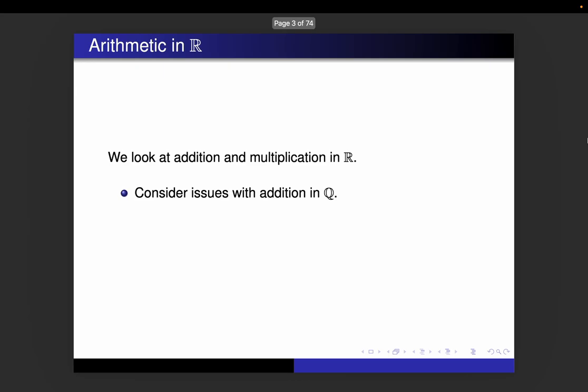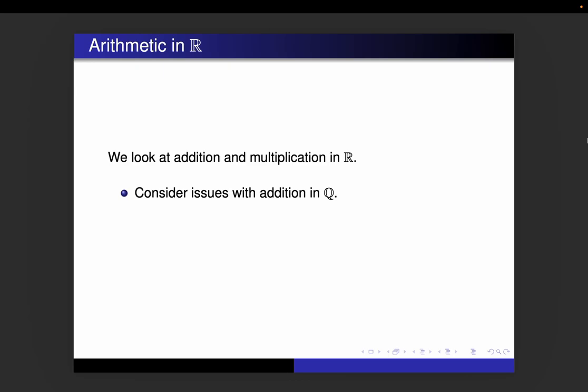In the last video, we talked about how to construct the real numbers, the actual numbers that make up the real numbers. But we left out a few important details about real numbers, specifically arithmetic and order. In this video, we're going to talk about arithmetic, which means defining addition and multiplication in the real numbers.